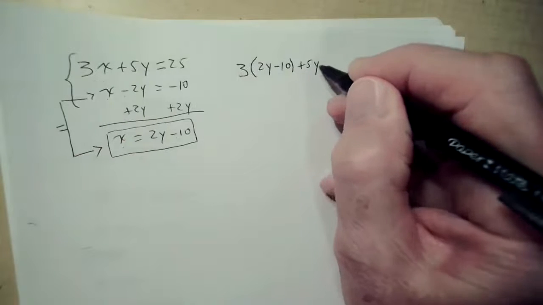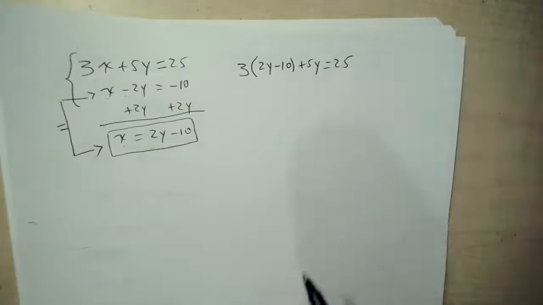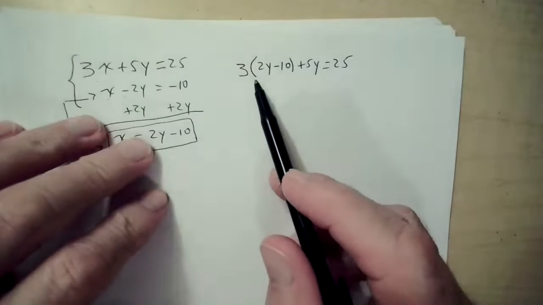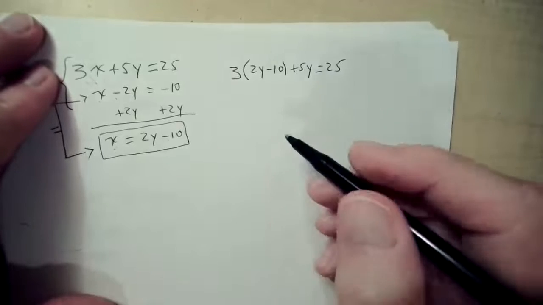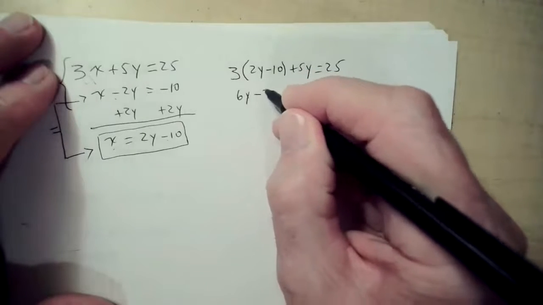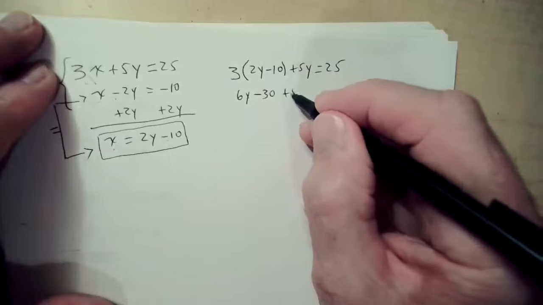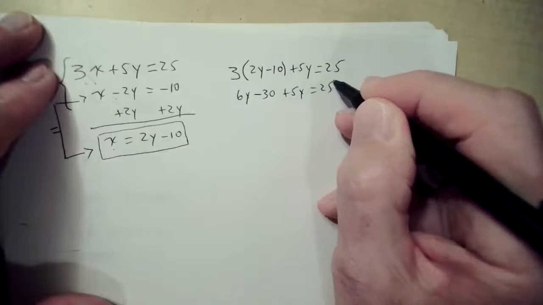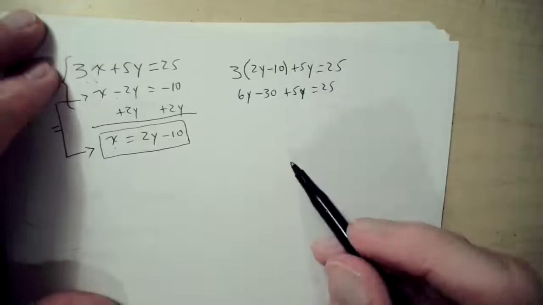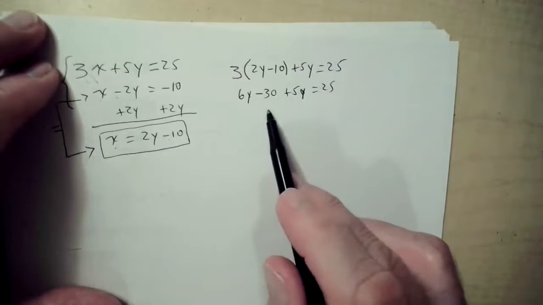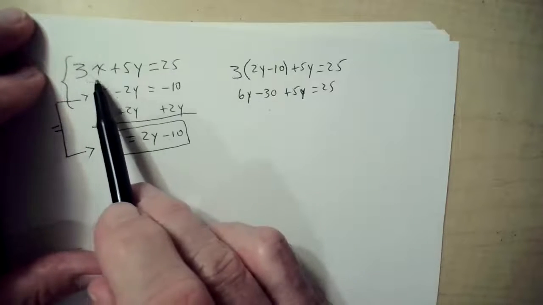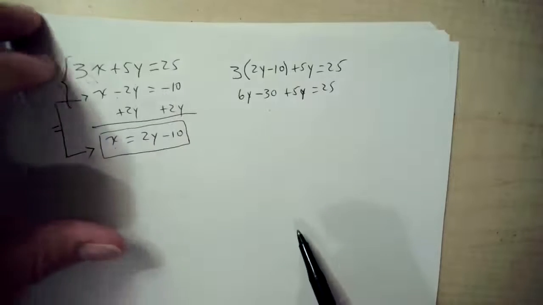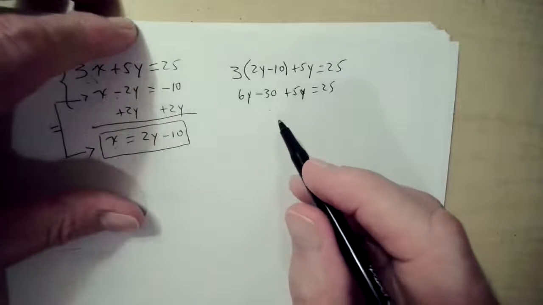Okay, plus 5y equals 25. Now again, there's really only one thing you can do here, and that is to multiply 3 times everything in here, and we get 6y minus 30 plus 5y equals 25. Now we only have one variable in here, and that's what we need. We can solve an equation that has one variable. We cannot solve an equation that has two variables in it.